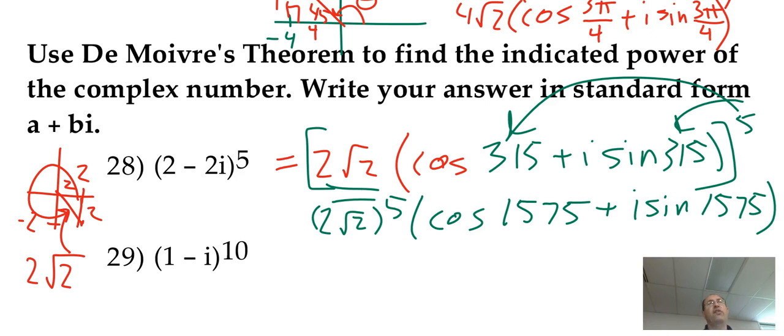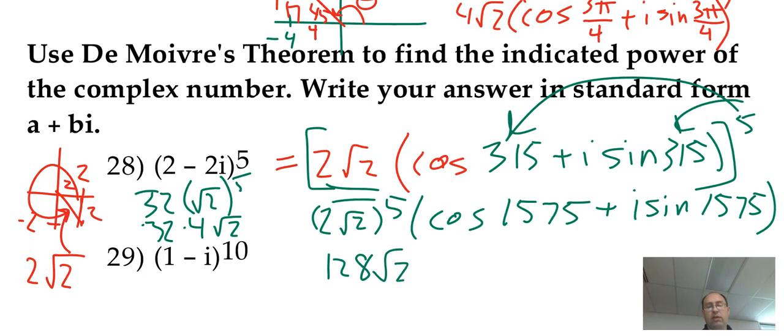So 2 radical 2 to the 5th power, that would be 32, right? 2 to the 5th is 32. And what's radical 2 to the 5th? Isn't that 4 times radical 2? So that would be 4 times 32. What's 4 times 32? 128 radical 2. All right, so we got that. And then, of course, we've established that the 1575 is really the same thing as 135, just by subtracting.